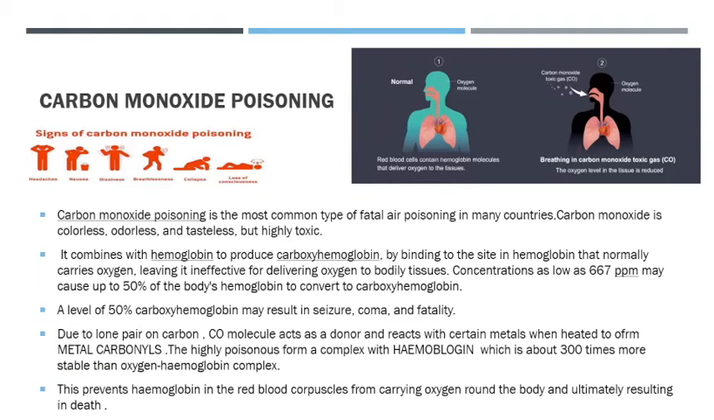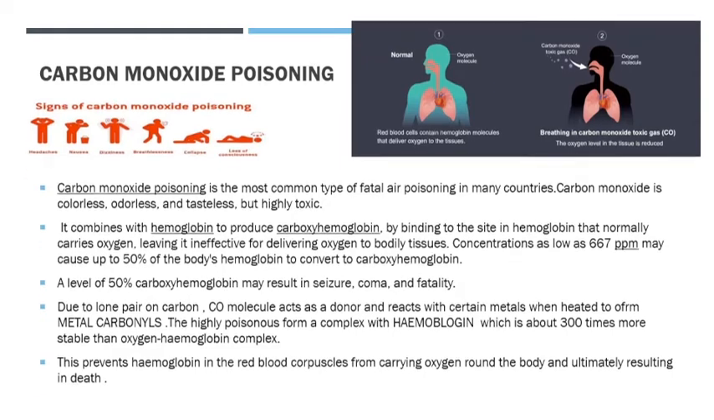Now, coming to carbon monoxide poisoning. Carbon monoxide poisoning is one of the most common types of fatal air poisoning in many countries. Carbon monoxide is highly toxic because it combines with hemoglobin to produce carboxyhemoglobin, binding to the site in hemoglobin that normally carries oxygen, leaving it ineffective for delivering oxygen to bodily tissues. Due to the lone pair on the carbon monoxide molecule, it acts as a donor and reacts with certain metals when heated to form metal carbonyls. This prevents hemoglobin in the red blood cells from carrying oxygen around the body, ultimately resulting in death.